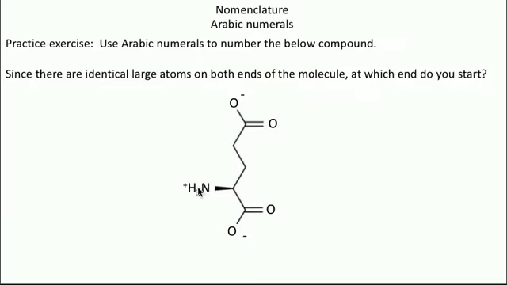So you start at the end of the molecule that's closest to most of the biggest atoms, so that you would number it 1, 2, 3, 4, 5. And by the way, I hope you know what this compound is. Please tell me. Yeah, it's glutamate. And if you learn anything from me, you're going to know what glutamate is.